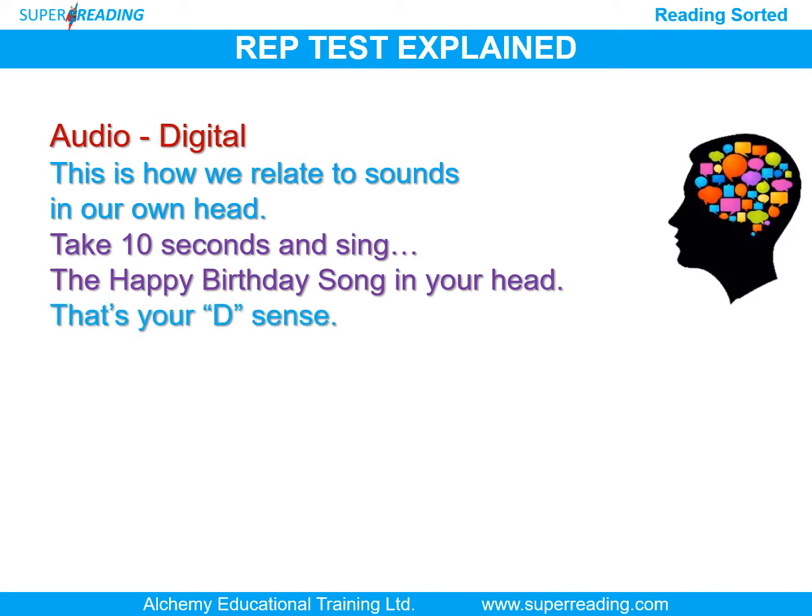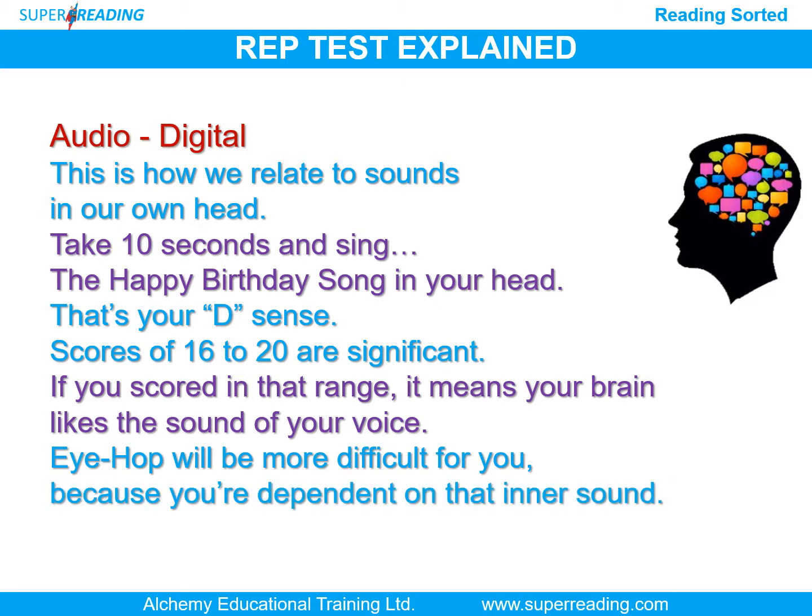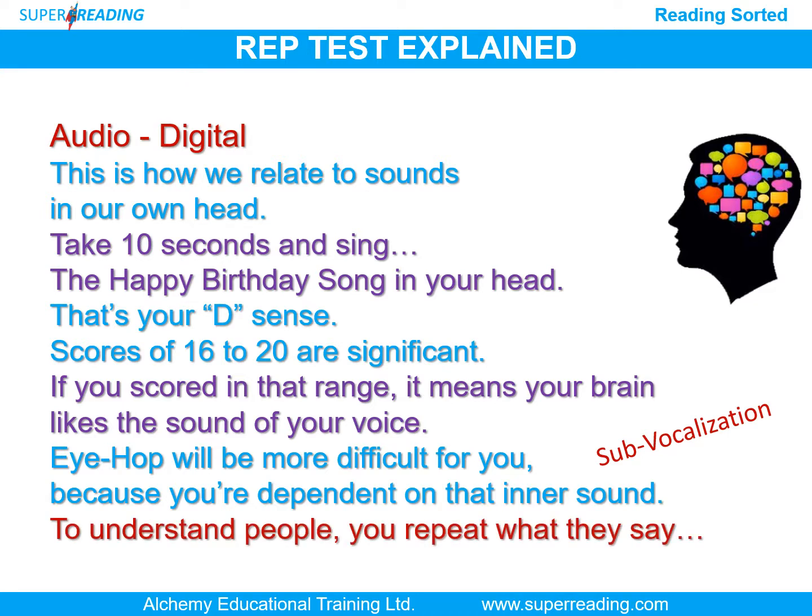Did you hear it? That's your D sense, digital. Scores of 16 to 20 are significant. If you scored in that range, it means your brain likes the sound of your voice. It also means IHOP will be a little more difficult for you because you're dependent on that inner sound, the subvocalization. To understand people, you repeat what they say.